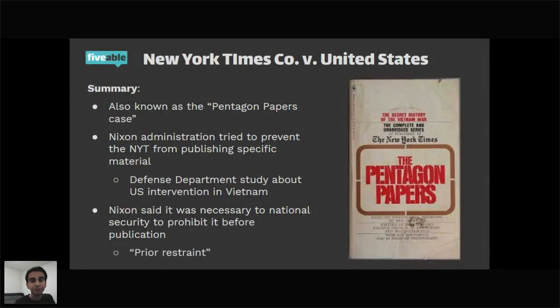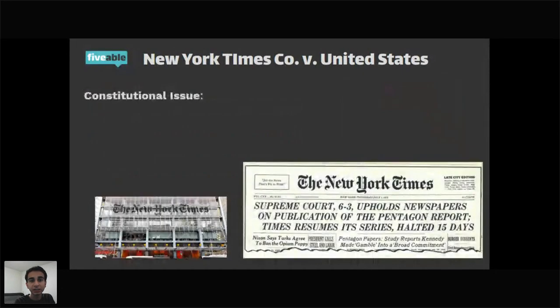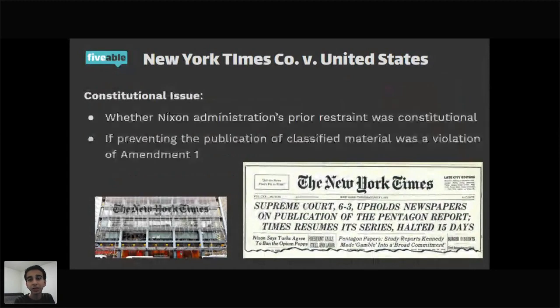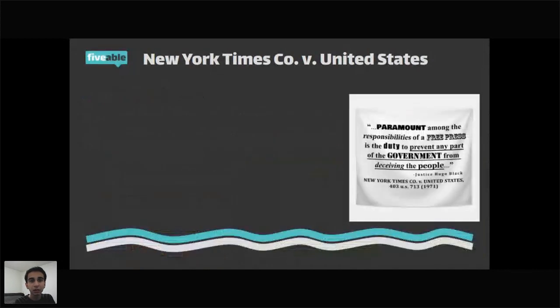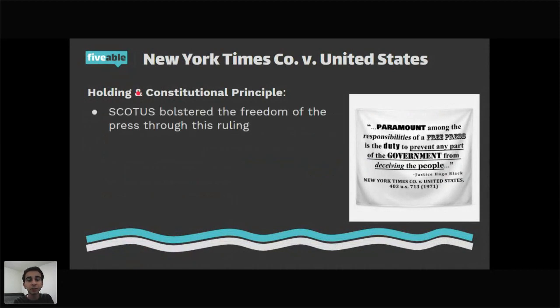Okay, the constitutional issue at stake here was whether Nixon's administration's prior restraint, so restricting that publication, was constitutional, and if preventing the publication of classified material was a violation of the First Amendment. The First Amendment guarantees free press. If this is happening, is that truly fair and actually going with what the First Amendment says? And like I said, this goes with freedom of the press. So what ended up happening, and what the constitutional principle and the holding was, is that the Supreme Court bolstered the freedom of the press through this ruling.